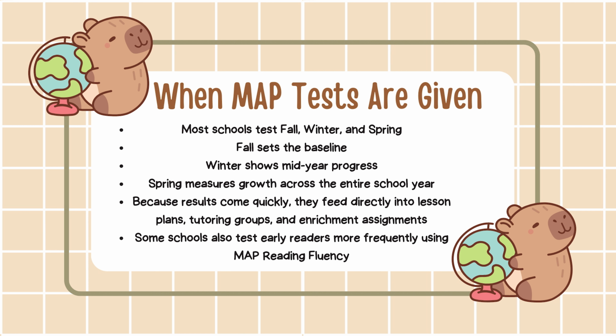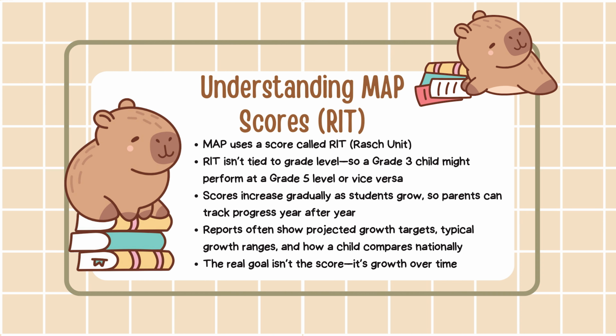All right, here's the last thing. Understanding MAP scores. Now, this is the main thing. You take the MAP test, you get a score, and you're like, what the heck does this mean? MAP uses a score called RIT, Rasch Unit. RIT isn't tied to grade level, so a grade 3 child might perform at a grade 5 level, or vice versa. Scores increase gradually as students grow, so parents can track progress year after year. Reports often show projected growth targets, typical growth ranges, and how a child compares nationally. The real goal isn't the score, it's the growth over time.